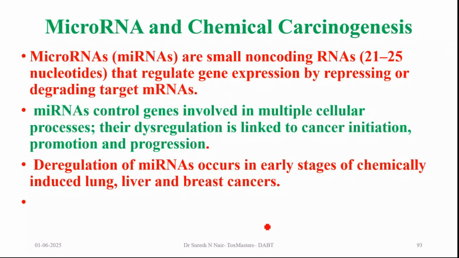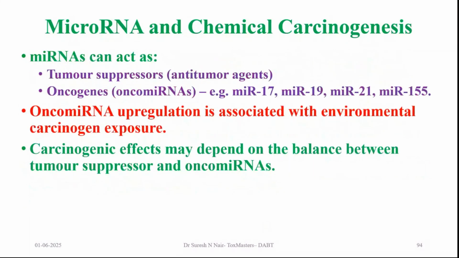And miRNA can act as tumor suppressors or oncogenes. When they are acting as a tumor suppressant, the increased miRNA will suppress the anti-cancer genes, the anti-carcinogenic genes. When they are acting as oncogenes, they will inhibit the tumor suppressor genes. Such miRNAs are known as onco-miRNAs.